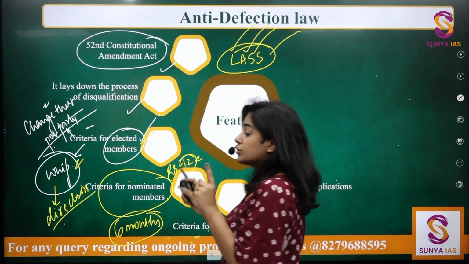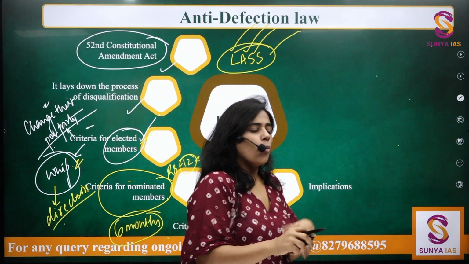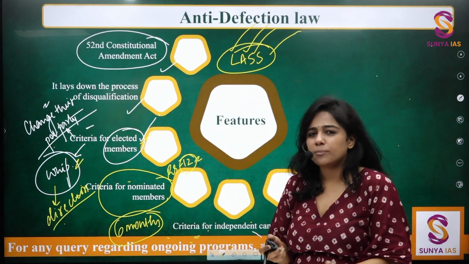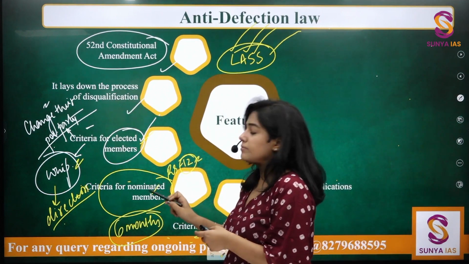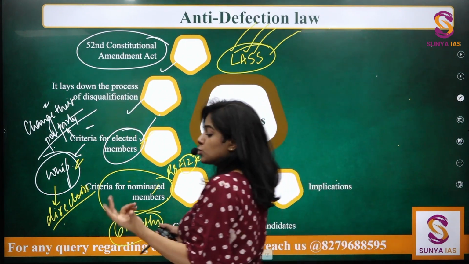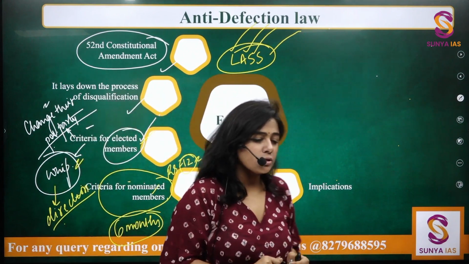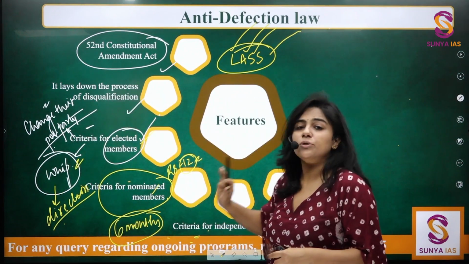And this is one of the criticisms as well, that what is the logic of this 6 months? Why such an arbitrary time frame? Why this exception for the nominated members? Why is that? But that is of course something that we'll talk about. But right now just know the theory.